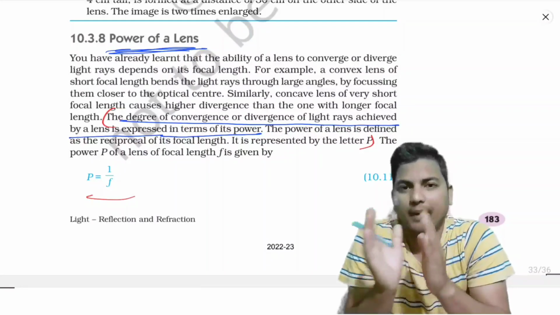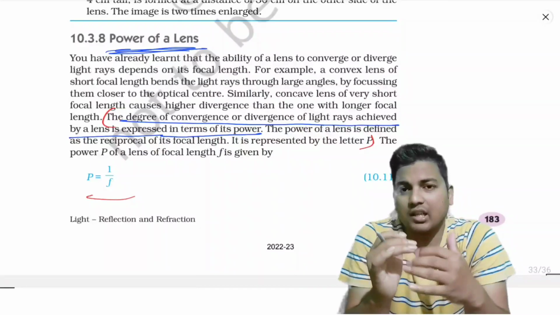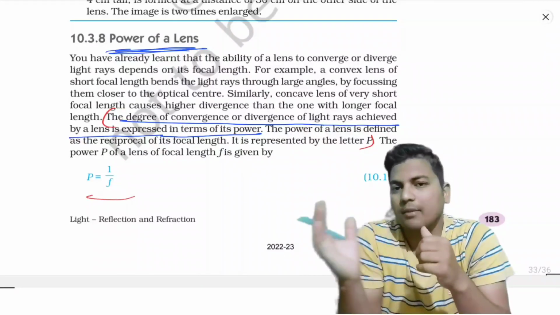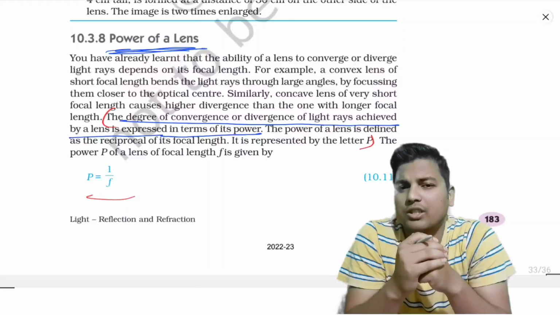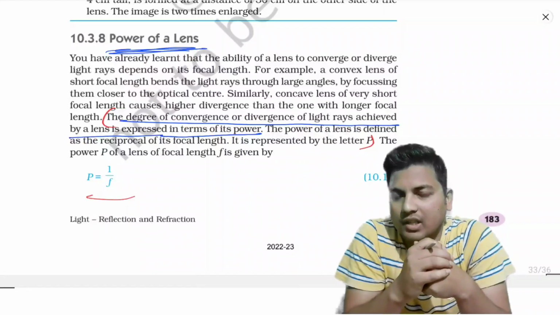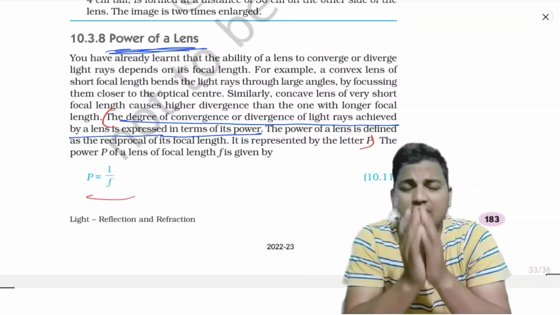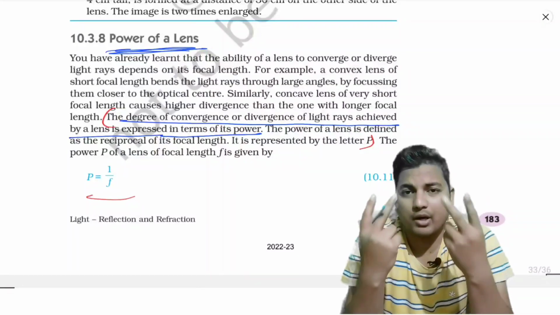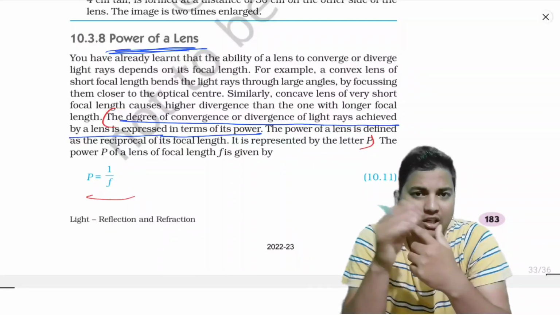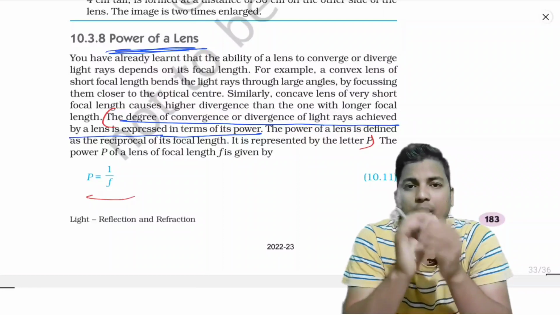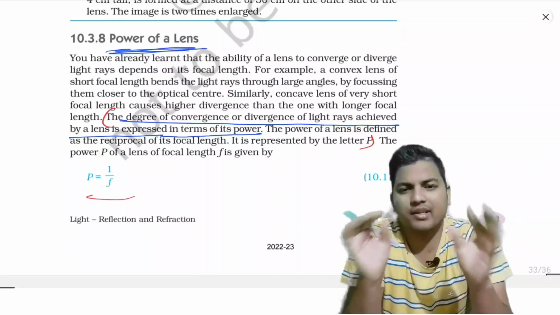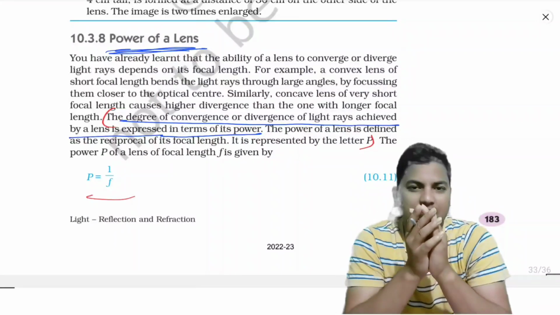Clear? So in case of myopia, people are unable to see the distant object clearly. In case of hypermetropia, people are unable to see the nearby objects clearly. Clear? So this concept has come up with our two systems, that is convex lens and concave lens, the power system. So power of a lens is nothing but the degree of convergence and divergence of light rays.